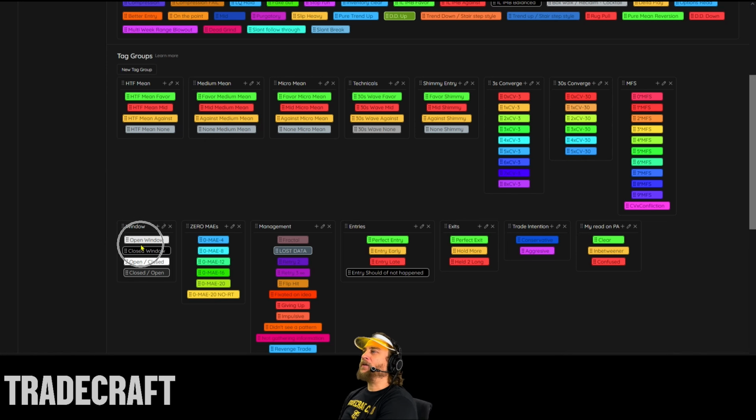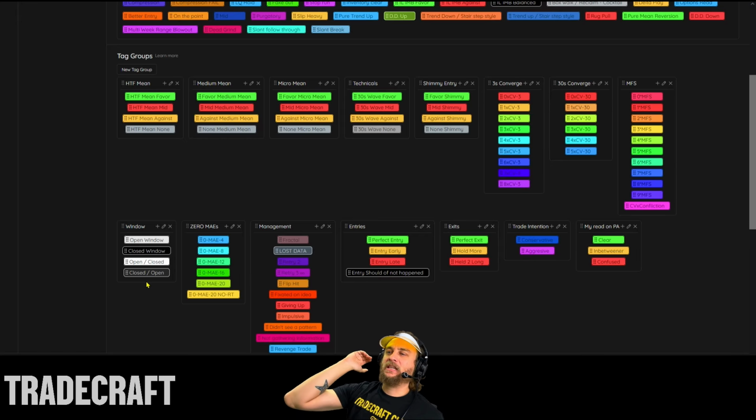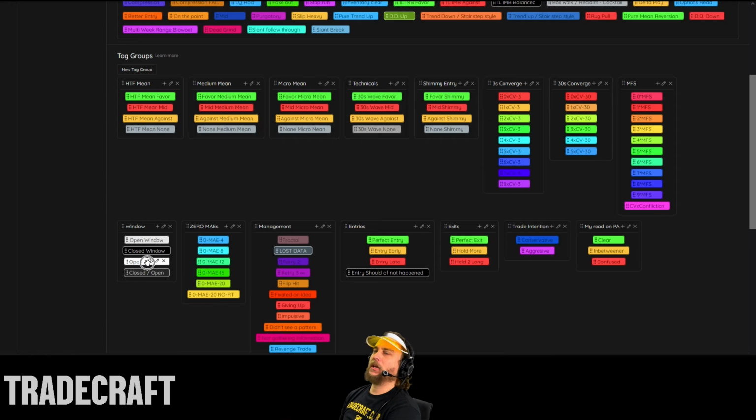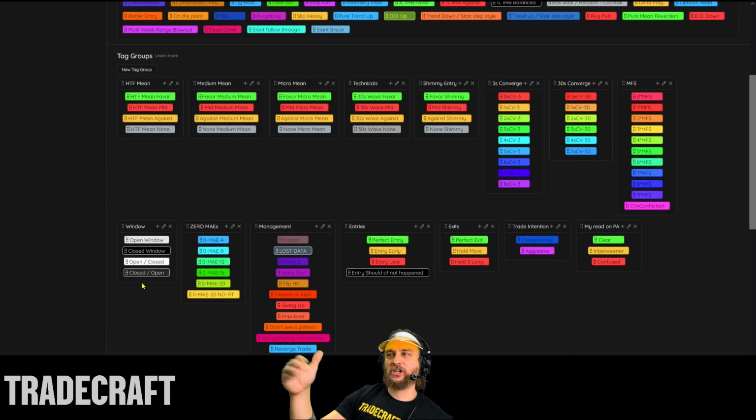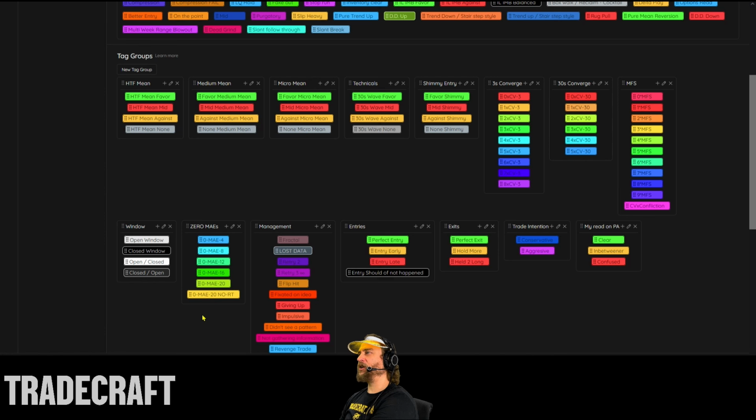Next, we have time of day. I would consider this technical. Open window means the first and last 10 minutes of the session. Closed window means outside of the first and last 10 minutes of the top of the hour. Open-close and closed-open is when I transition between the first and last 10 minutes of the session. So I might be in a trade that transitions into the top of the hour area.